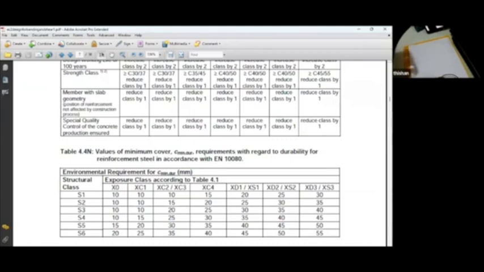In slabs, you can reduce it by 10, but you have to do the slab concreting carefully, assuring 25 millimeter cover. That's good. But if you are not going to be concerned about it, even in the slabs, you have to give 35 millimeter cover.